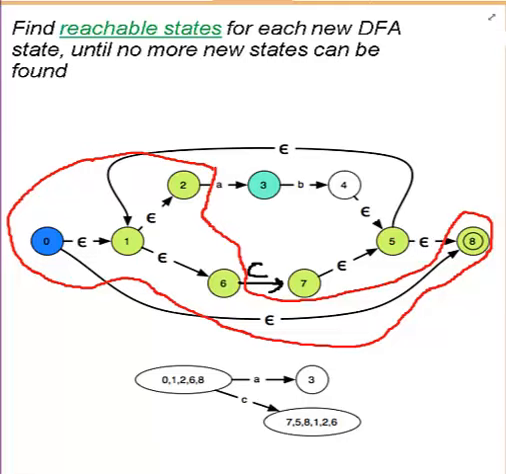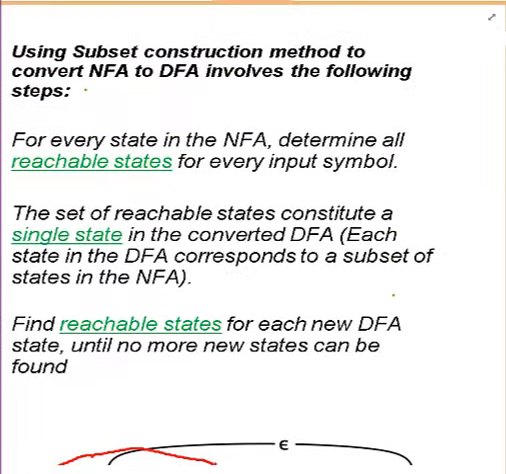Then from 5, it goes on epsilon closure to 1, and from 1 you can go to 2 and 6. So all these are actually one state. This is what we call a compound state. The set of reachable states constitutes a single state, so this represents a single state in the converted DFA.